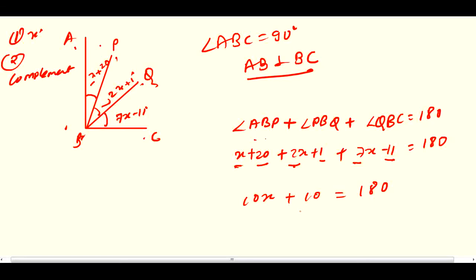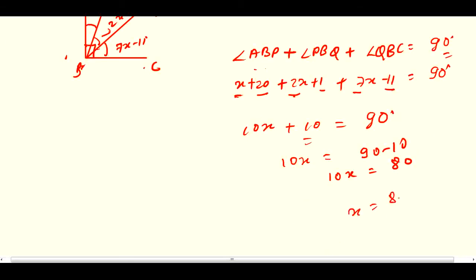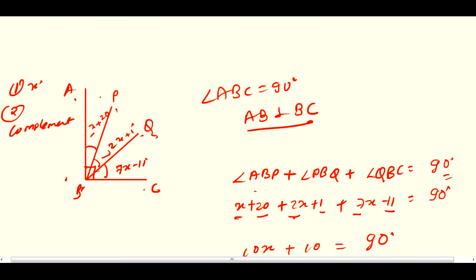Sorry, this will be 90 degrees because 90 degrees is given. This is not 180. By mistake I have written 180 here. Now you have to transpose 10, so 10x equals 90 minus 10, 10x equals 80, and finally x equals 80 by 10, so x equals how much? 8 degrees. So we got our first answer, x equals 8 degrees.